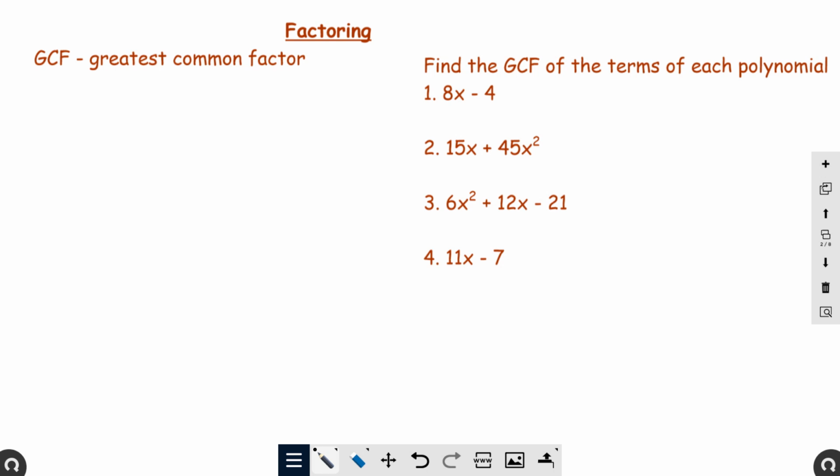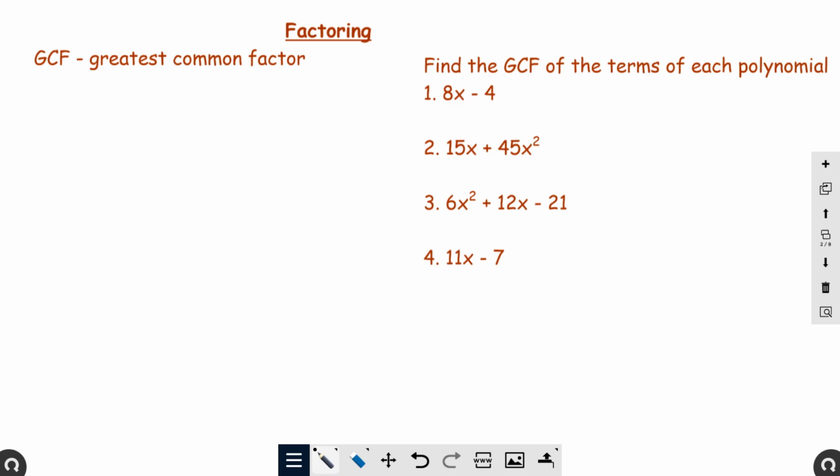So today is all about factoring. We're going to do 3 types of factoring today, and then on Monday, after you take your quiz, we're going to do a couple other types of factoring. So the first type that we are going to do is GCF, our greatest common factor. So go ahead and write that on your paper.